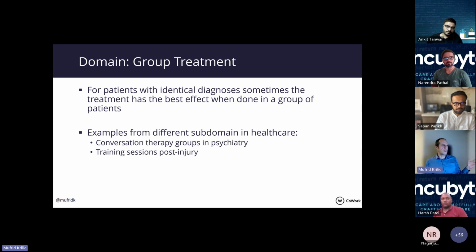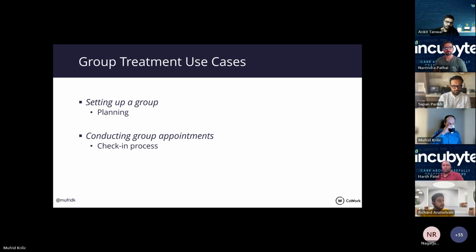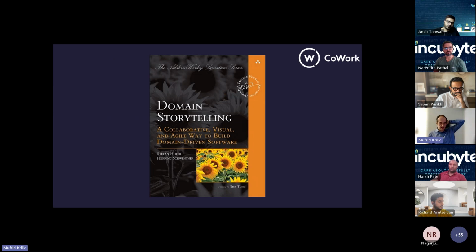Now there are two use cases mostly in group treatment: planning and check-in. Let's set up a group, let's plan the appointments, who will be participating, and then let's actually conduct the appointments: who has shown up, what has happened, and so on. So I'll guide you through these using this technique.